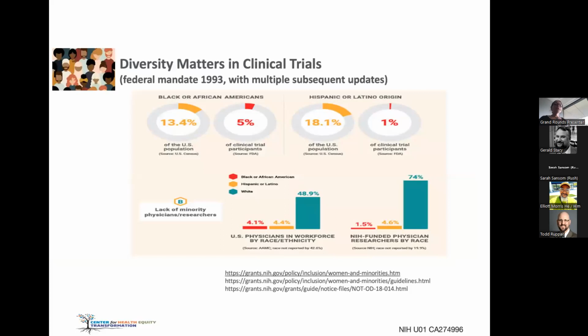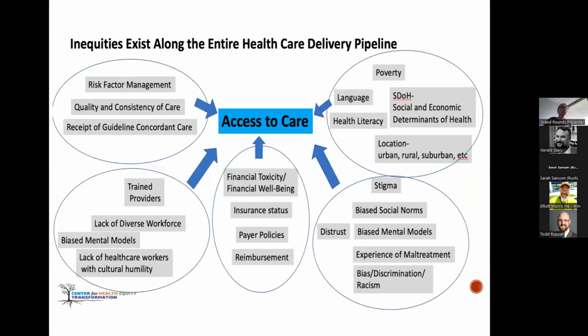So I already touched a little bit on diversity matters in clinical trials. We know that about 13% of the population of the United States identifies as Black or African American, and only about 5% participate in clinical trials, and then about 18% of the population identifies as Latino, and about 1 to 2% of clinical trial participants.